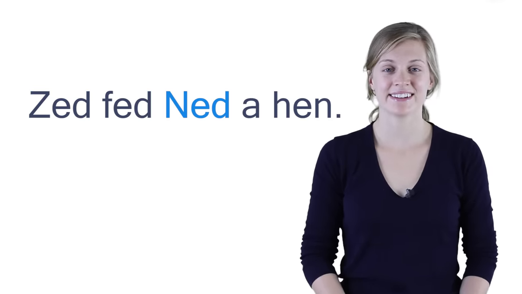For example, rat. Rat uses the short A sound. But if we add an E at the end of the word, it becomes rate. Rate uses a long A sound. But take away the E and it goes back to rat. Another example is sit. Sit uses a short I sound. But if we add an E at the end of the word, it becomes sight. Sight uses the long I sound. Now, take away the E and it becomes sit again. Let's review. Rat, rate, sit, sight. I hope you understand. Let's practice some more.